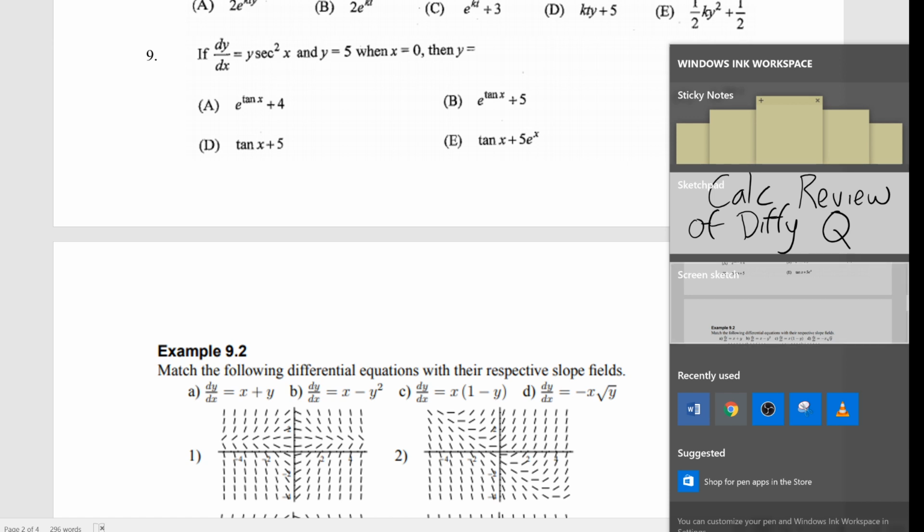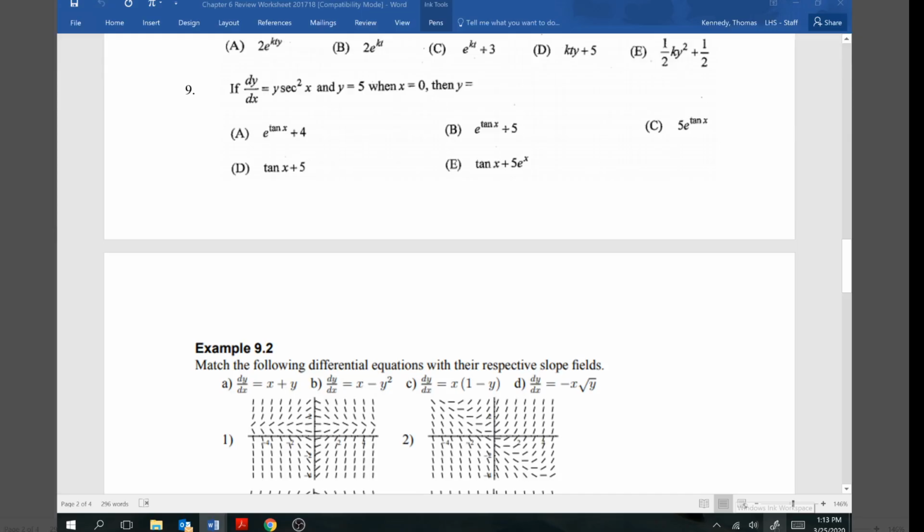All right, so 9 was another question I had. 9 is a straight differential equation question, separation of variables. Can you do a live stream during the AP exam? No. I do not want to get in trouble.